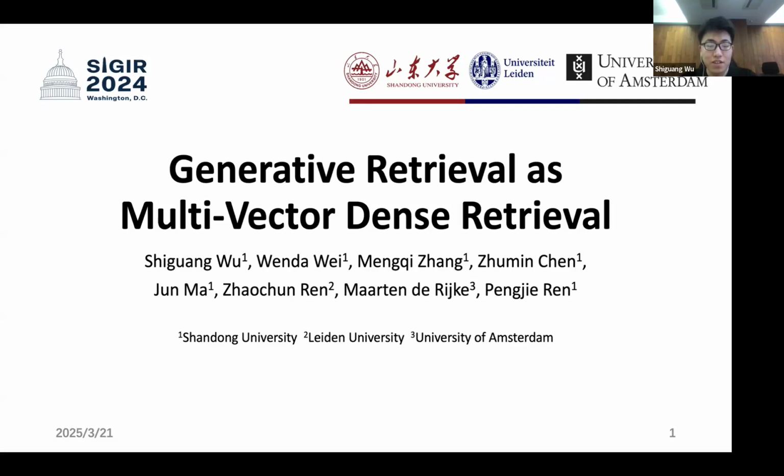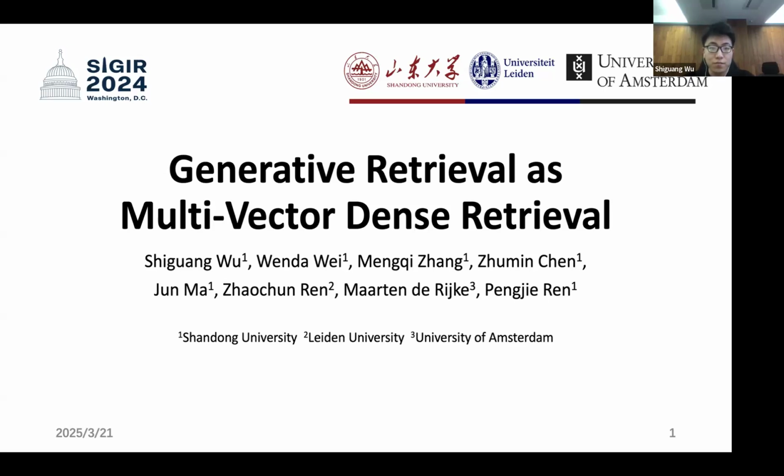Here I'd like to share our paper, which was published last year and also presented last year at the main conference. The title is Generative Retrieval as Multivector Dense Retrieval. This is a theoretical analysis paper that discusses the relationship between two models. This is a joint work from Shandong University, Leiden University, and the University of Amsterdam, and I really thank the co-authors for their fantastic contribution and hard work.